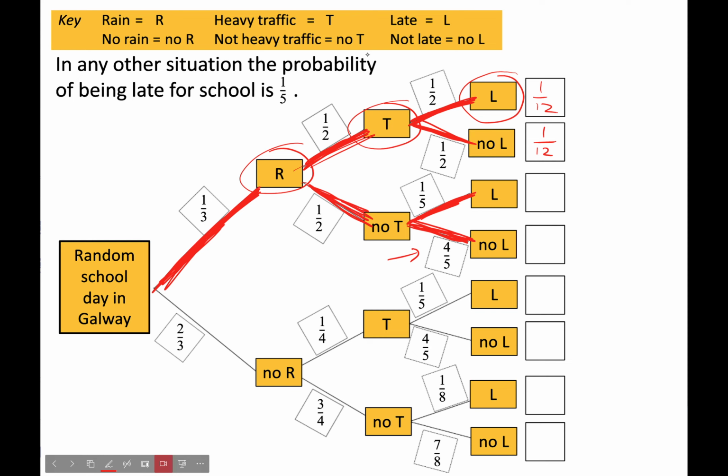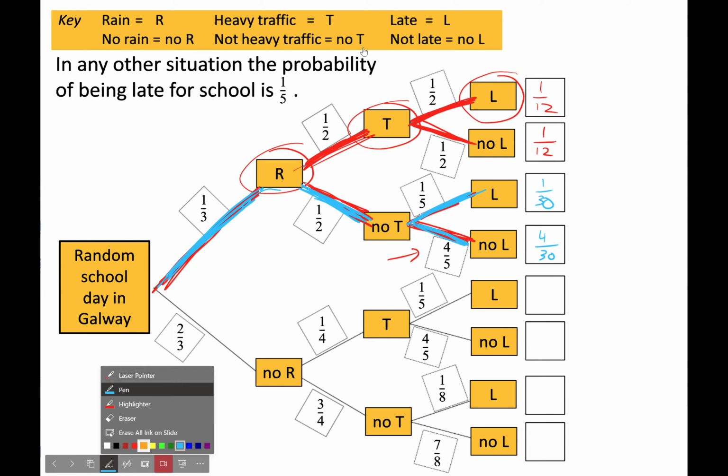We've already figured out that this part here would be a half. So if I change pen color here and say, okay, the probability that it rains, there's no heavy traffic, but you still manage to be late: 1/3 times a half times 1/5, so that's going to be 1/30, isn't it? The probability that it rains, there's no heavy traffic, and you're not late, well, that's 4/30, which would be 2/15. And remember again, you're just working your way down through the branches.